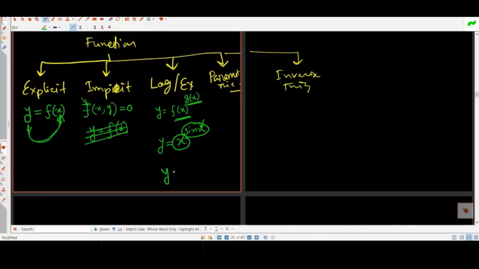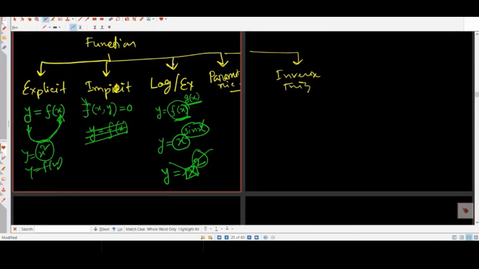But if we have y equals x squared, you can see x is variable that is going with f of x, but the exponent or power is just a constant. So we can easily solve by this explicit form, y equals x squared. It is going with y equals f of x. So you have to understand which functions are explicit, which functions are implicit, which functions are exponential or logarithmic.